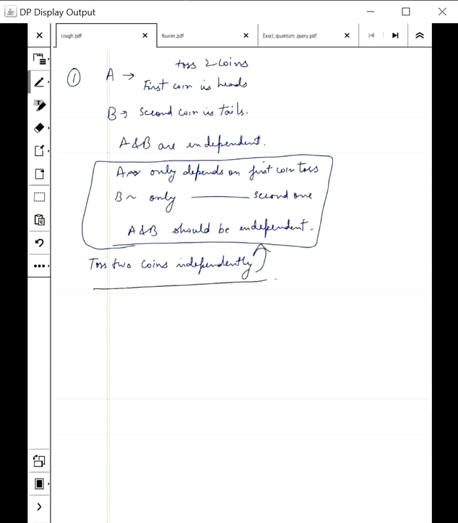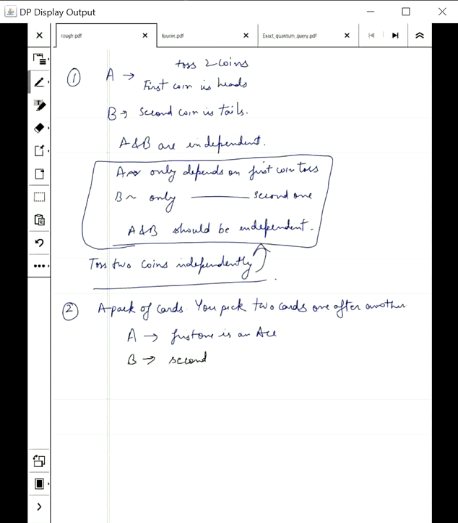This is quite a clear example of how two events can be independent. We can take a second example. Let's say we have a pack of cards and you pick two cards one after another. The question is, let A be the event that the first one is an ace, and B the event that the second one is an ace. Are events A and B independent?